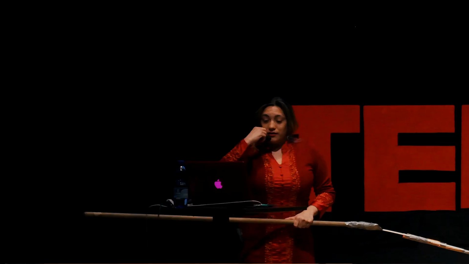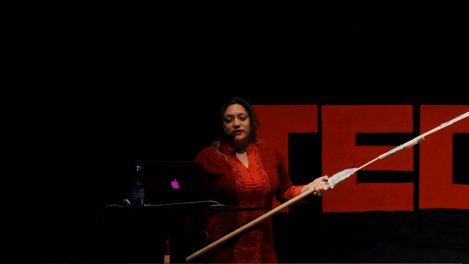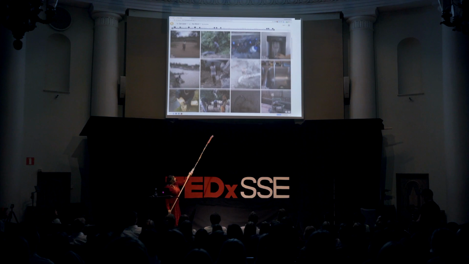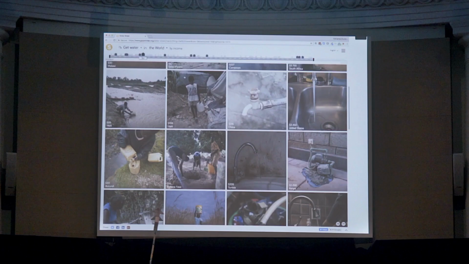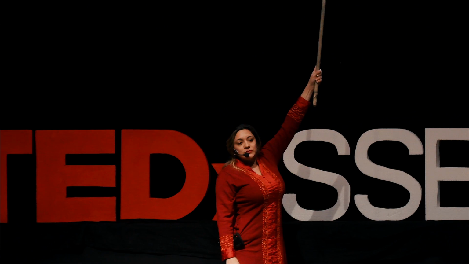Now we're going to change to an everyday activity. Let's see how life differs in different incomes for getting water. Can you see the difference here? You have to walk a couple of hours to get water. And here we have tap water, hot and cold. So life differs a lot in different incomes, right?